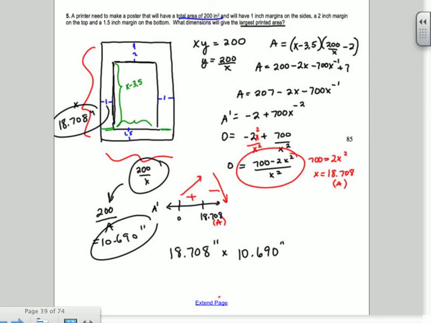Now, if they ask for the total area, then you would multiply those to get the area. They could ask lots of things. Like you could say for each square inch they charge 1 cent. So what's the total cost? There's lots of things you could ask about this.